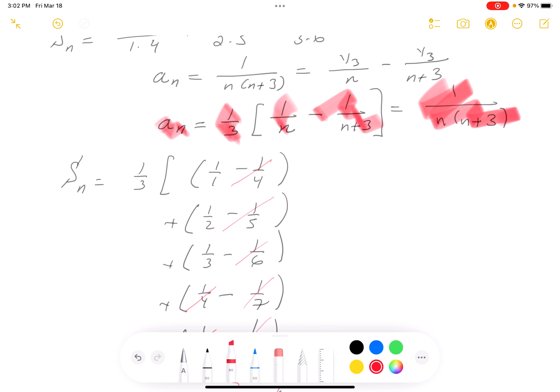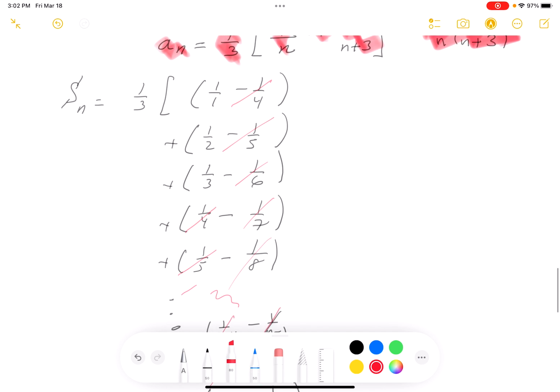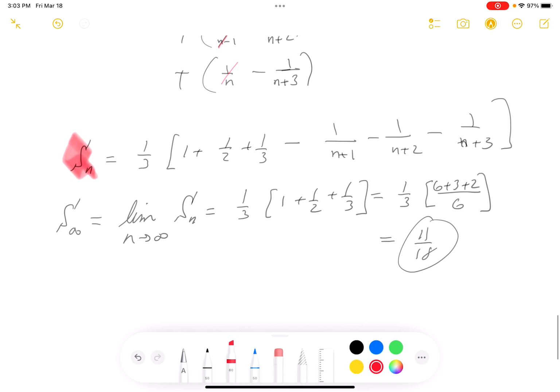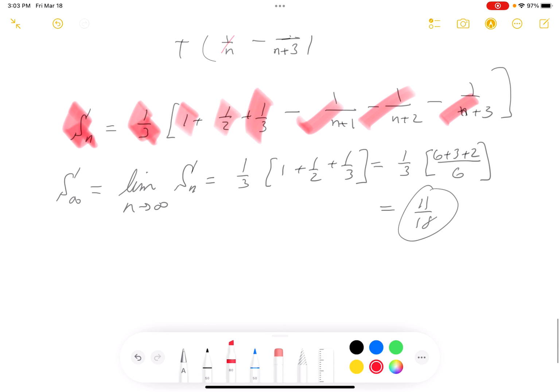Now the Sn, right? Let me see if they got that. I see the 1/3. I see 1 over 1, 1/2, plus 1/3. And I see this, and I see this. They did a little simplification, but I'll be honest with you, it's not a substantial simplification. They also did S infinity, and it says 11 18ths. So we're doing okay. Thank you.